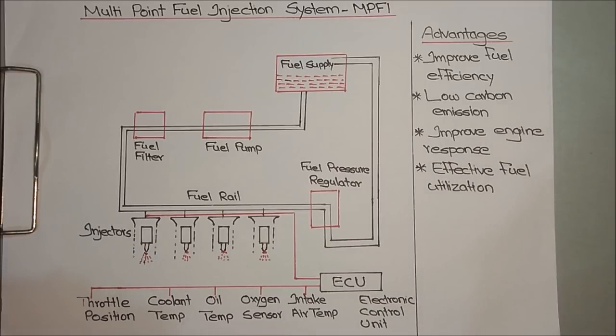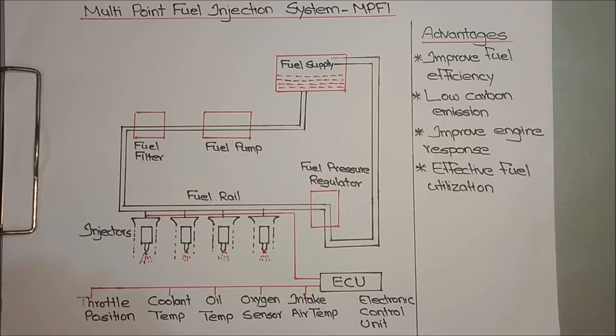In the early ages, we used a carburetor in order to mix the fuel with the air, and that particular air-fuel mixture is used to inject inside the engine cylinder. The serious disadvantage of a carburetor system is that if we set a particular fuel-air ratio, then the engine continuously works in that particular fuel-air ratio.